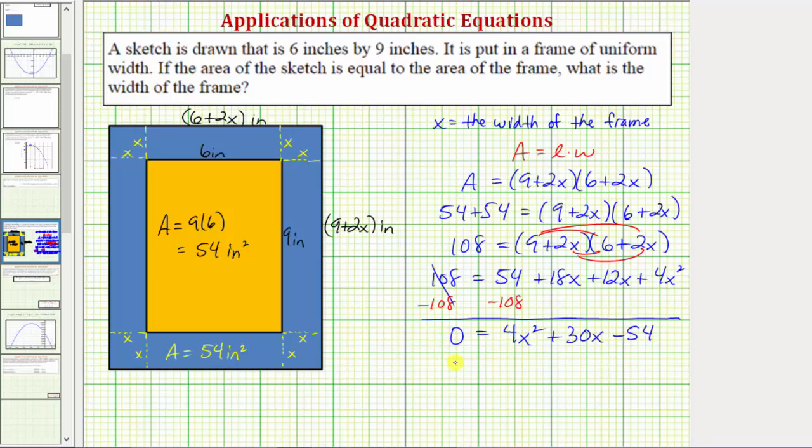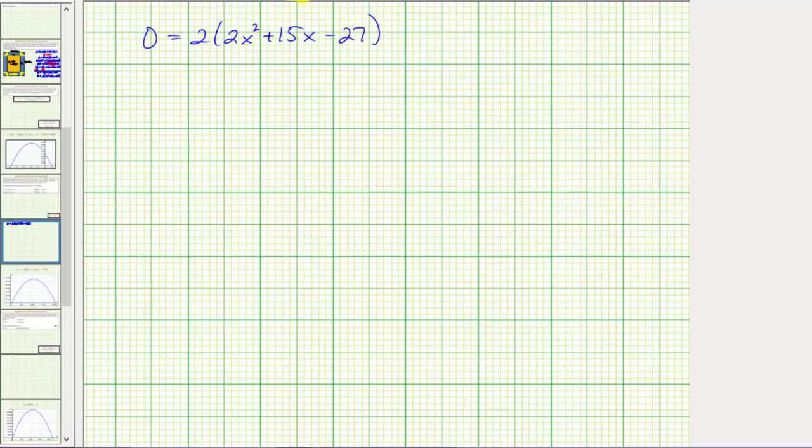Let's factor the right side. The first step in factoring is to factor out the greatest common factor. The greatest common factor among these three terms is 2. So we factor out 2, and we'd have 2 times the quantity 2x squared plus 15x minus 27. Let's continue on the next slide. Now we'll factor the trinomial inside the parentheses. If it does factor, it'll factor into two binomial factors.